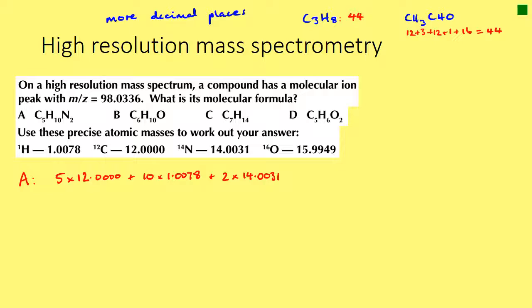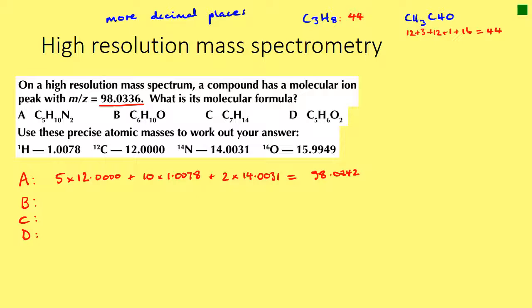Right, you do that calculation, it comes out to be 98.0842, which is not quite close enough to our 98.0336, so we know it's not going to be A. And I tell you what, I'll leave you to do B and C. Let's work out D.